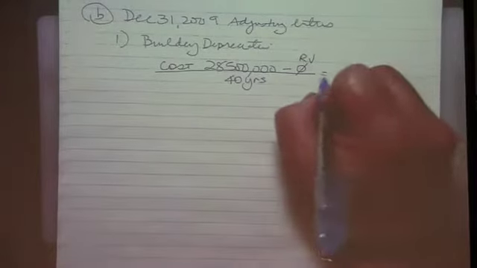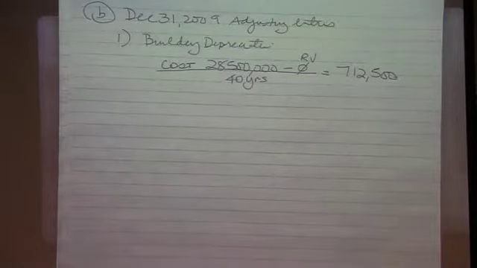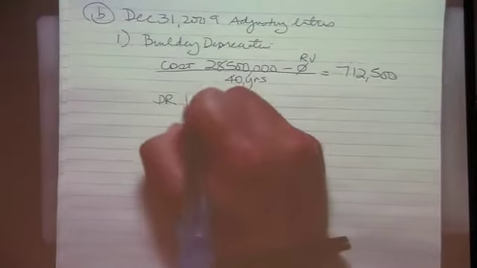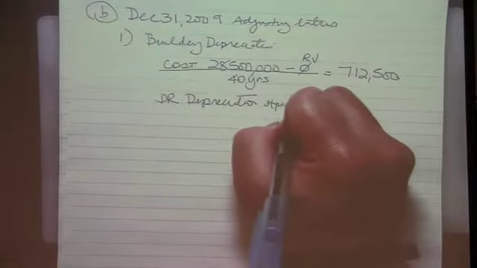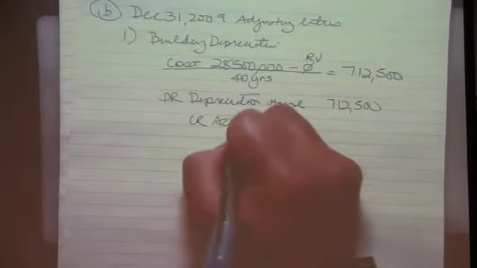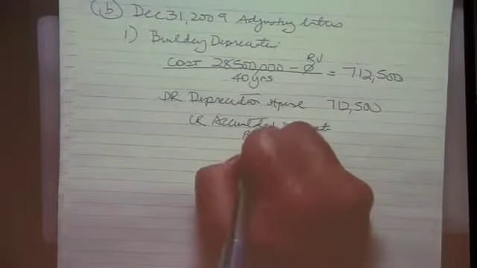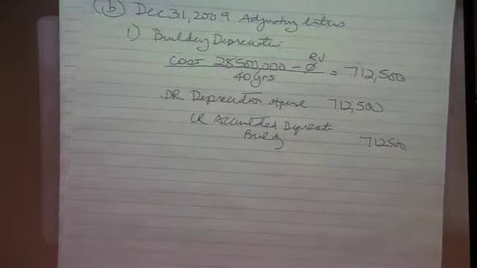And that should give us $712,500. Now, during the year, there were no dispositions or acquisitions of building, so that would be the full amount of depreciation. So we need to debit depreciation expense $712,500. Credit accumulated depreciation, building. Okay, next, we're going to deal with the equipment.